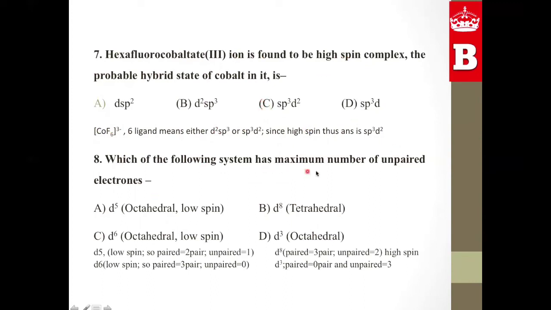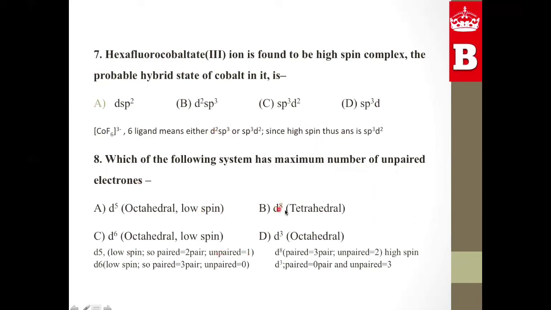Which of the following systems has the maximum number of unpaired electrons? d5, octahedral, low spin. If it is low spin, then the hybridization will be d2sp3. So that means 3 d orbitals should remain vacant, meaning 5 electrons will be paired up. If they get paired up, then only 1 unpaired electron will be there. So hence it is having 1 unpaired electron.